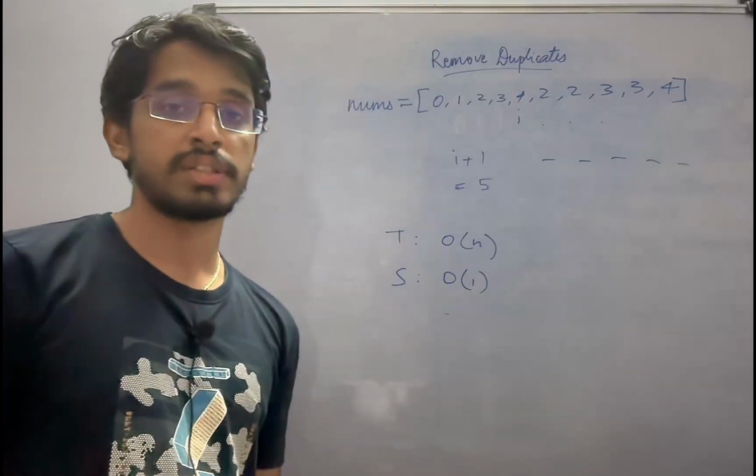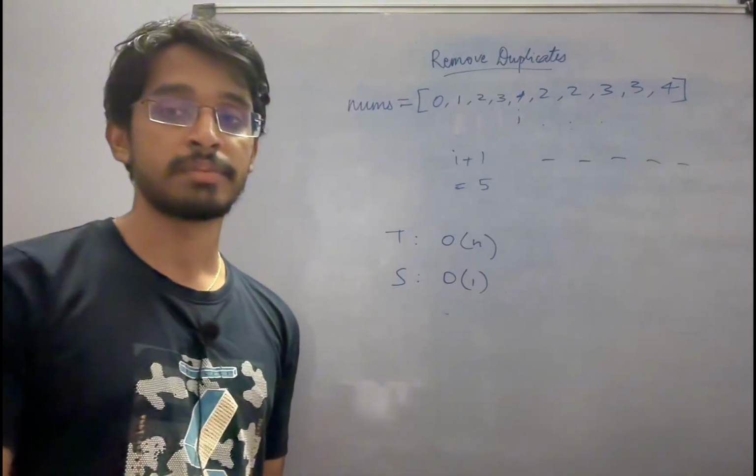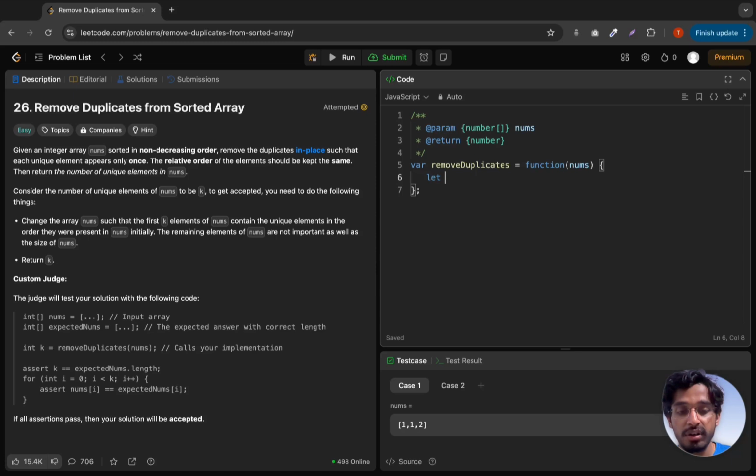So let us now understand how we can solve this in code. Let's initialize the pointer, let's call it i, and set that initially to 0. Now let's run a for loop where j is at the first index. So let j is equal to 1, and then j should be less than nums.length. Alright, and then increment j.